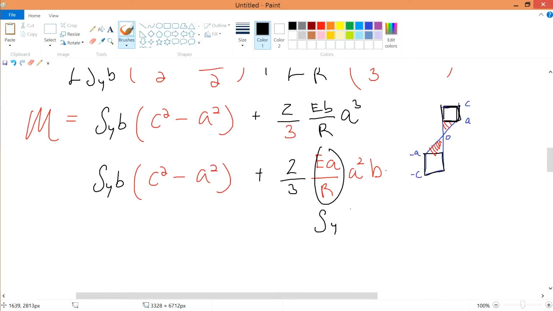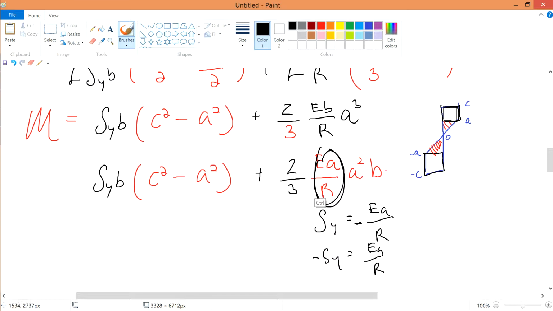So your yield stress is equal to your EA over R minus, because we are moving in this direction, negative. This part is positive. Sorry, this thing is positive. So we can rearrange this one as minus sy is equal to EA over R.